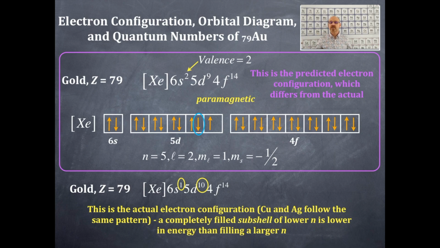Copper and silver follow the same exact pattern. I've already gone over that of copper and mentioned silver and gold previously, but I wanted to do gold again. Okay, so a completely filled subshell is lower in energy than filling a larger n value. So make sure that you note that. Your professor or instructor might enjoy those. We already did tungsten a while back, so this chromium column as well as the copper column both share this similar pattern. One of them is going to be half filled, the other one is going to be a completely filled D subshell. Okay, so make sure that you know that.